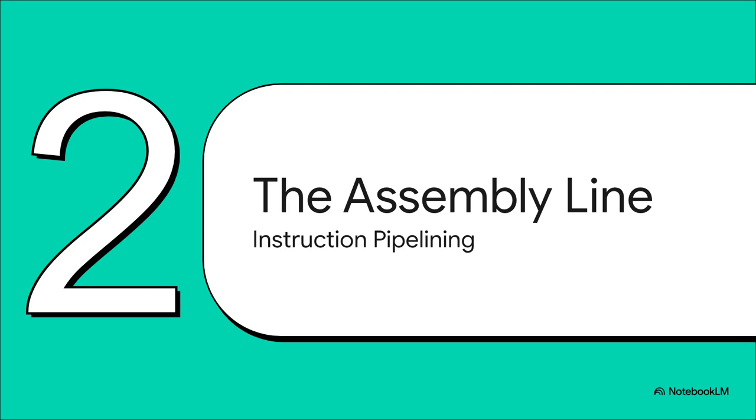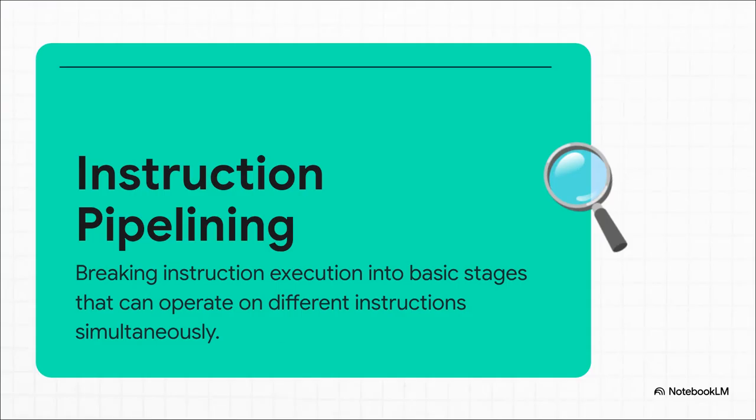So how do you solve this huge efficiency problem? Well, engineers came up with an absolutely brilliant solution, and they stole the idea from something we're all familiar with, the factory assembly line. The solution is called instruction pipelining. The big idea is this. Instead of trying to do that whole fetch, decode, execute process for one instruction all at once, you break it down into smaller, separate stages. And here's the key. Each stage can be working on a different instruction at the exact same time.